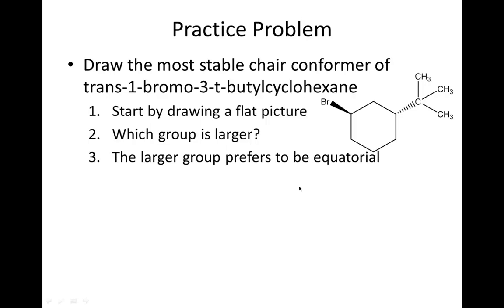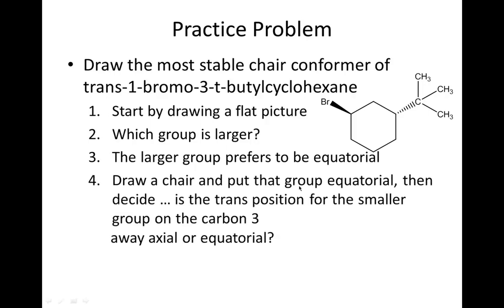So the T-butyl group is larger, so I'm going to start by putting that one into an equatorial position. And since I want trans, I'm going to have to look to the 3rd carbon away from that, and then see which way I need to put the other one to be trans. So here's an equatorial T-butyl group, so I've got it down. That means that for this molecule to be trans, 1, 2, 3 carbons away, I need the bromine to be up, and that's going to be axial in this case. So there you go, that's the right answer to this particular question.